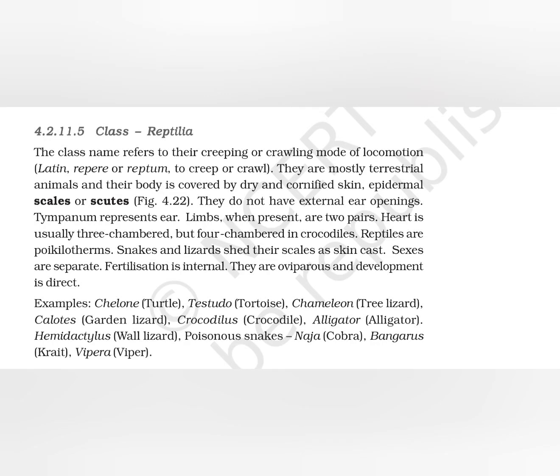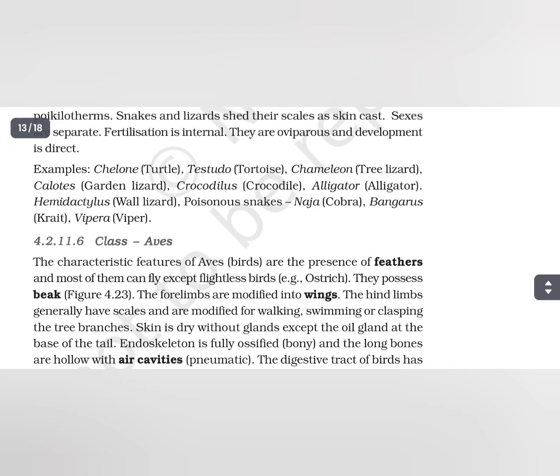Reptiles are poikilotherms. Snakes and lizards shed their scales as skin cast. Sexes are separate. Fertilization is internal. They are oviparous and development is direct. Examples: Chelone, turtle; Testudo, tortoise; chameleon, tree lizard; Calotes, garden lizard; Crocodilus, crocodile; Alligator, alligator; Hemidactylus, wall lizard; poisonous snakes: Naja, cobra; Bungarus, krait; Vipera, viper.